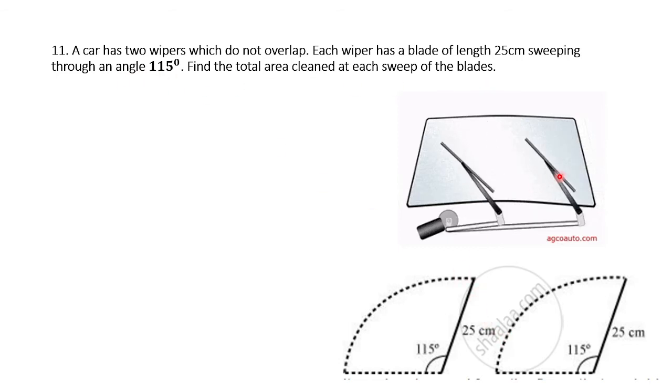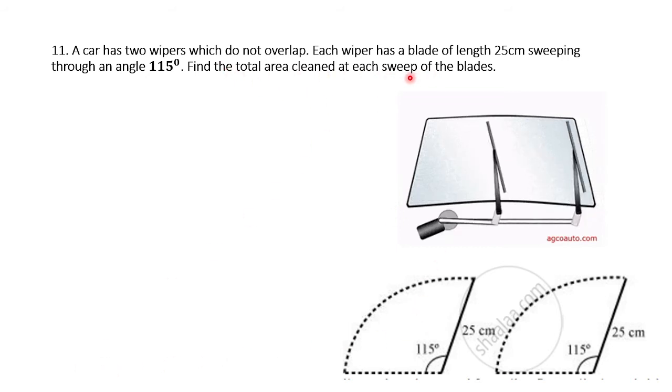As they are sweeping like this, what happens is they form this. You can focus on this. The maximum angle that is formed is 115. Clear? Now you are asked to find the total area of each sweep of the blade. So we have to find the total area.